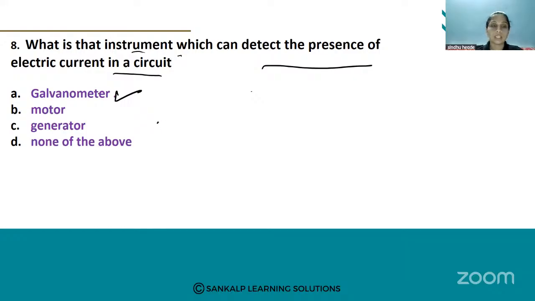So galvanometer is the right option. Options B, C and D are wrong.